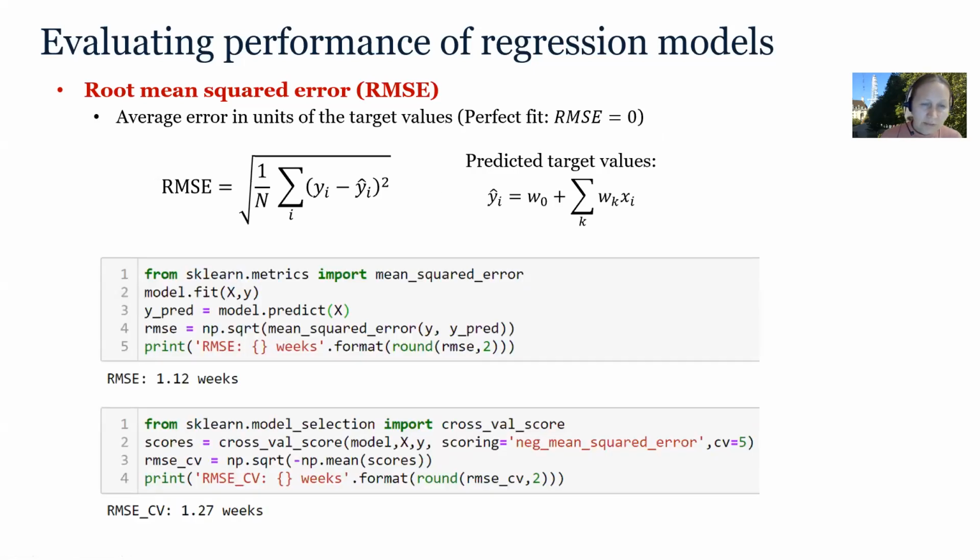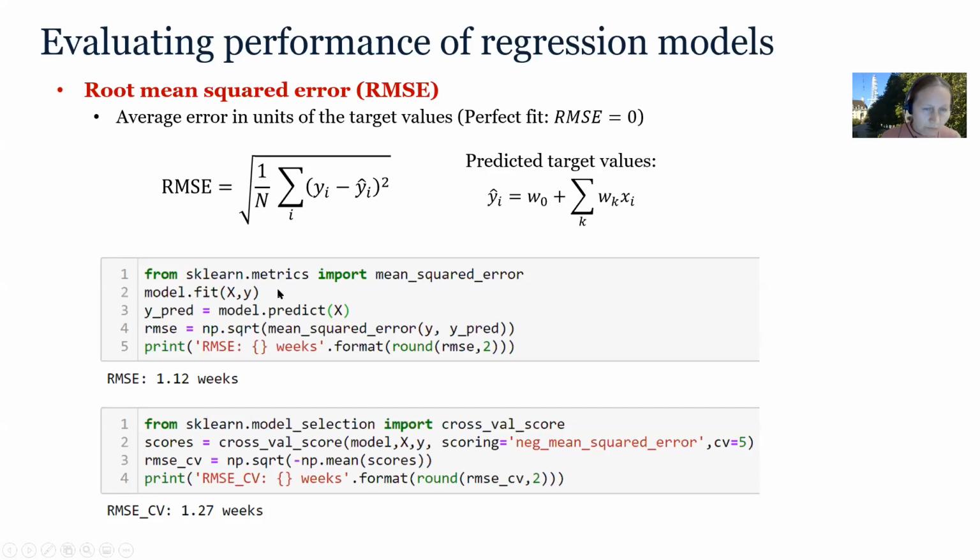Now, this is how we implement it in scikit-learn. So scikit-learn offers a function mean squared error that calculates the mean square error between the expected and predicted target values. So before using this function, we have to fit the model and predict the target values, and then we can fit this into mean square error. So in this code here, we use the whole set. So this is mean square error of the whole set. Of course, we need to take a square root to get root mean square error.